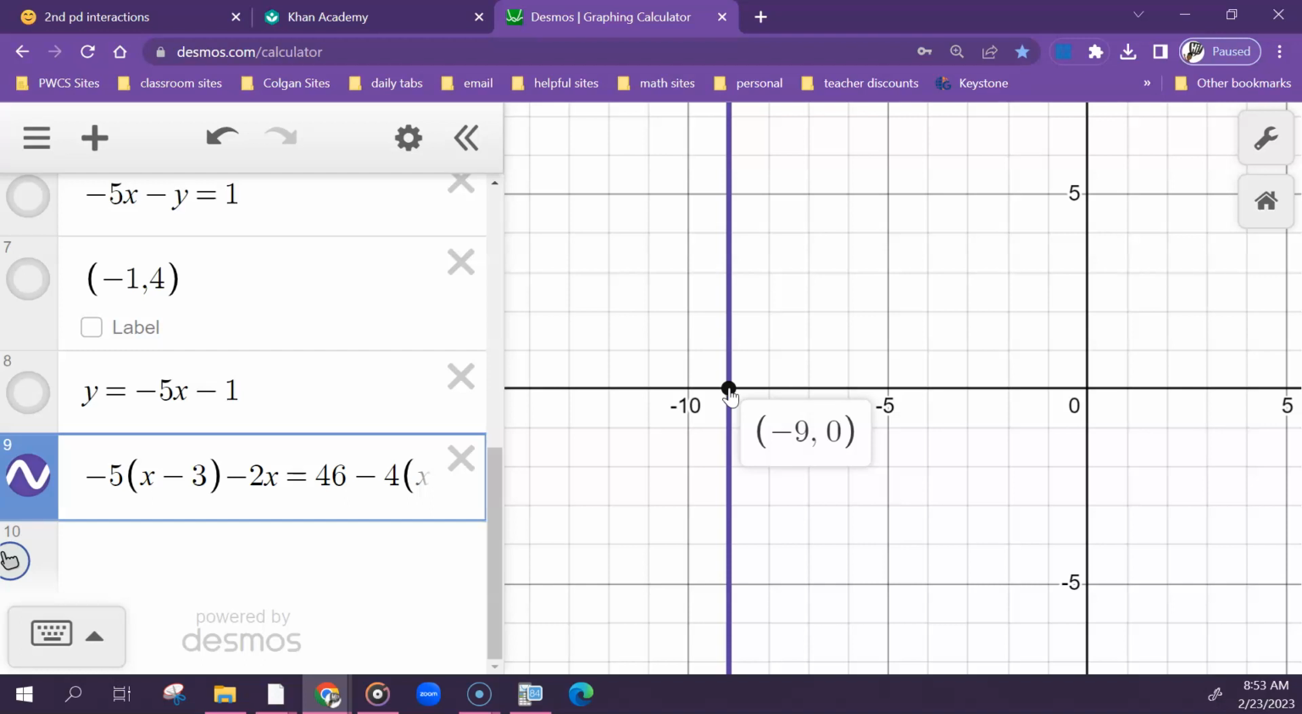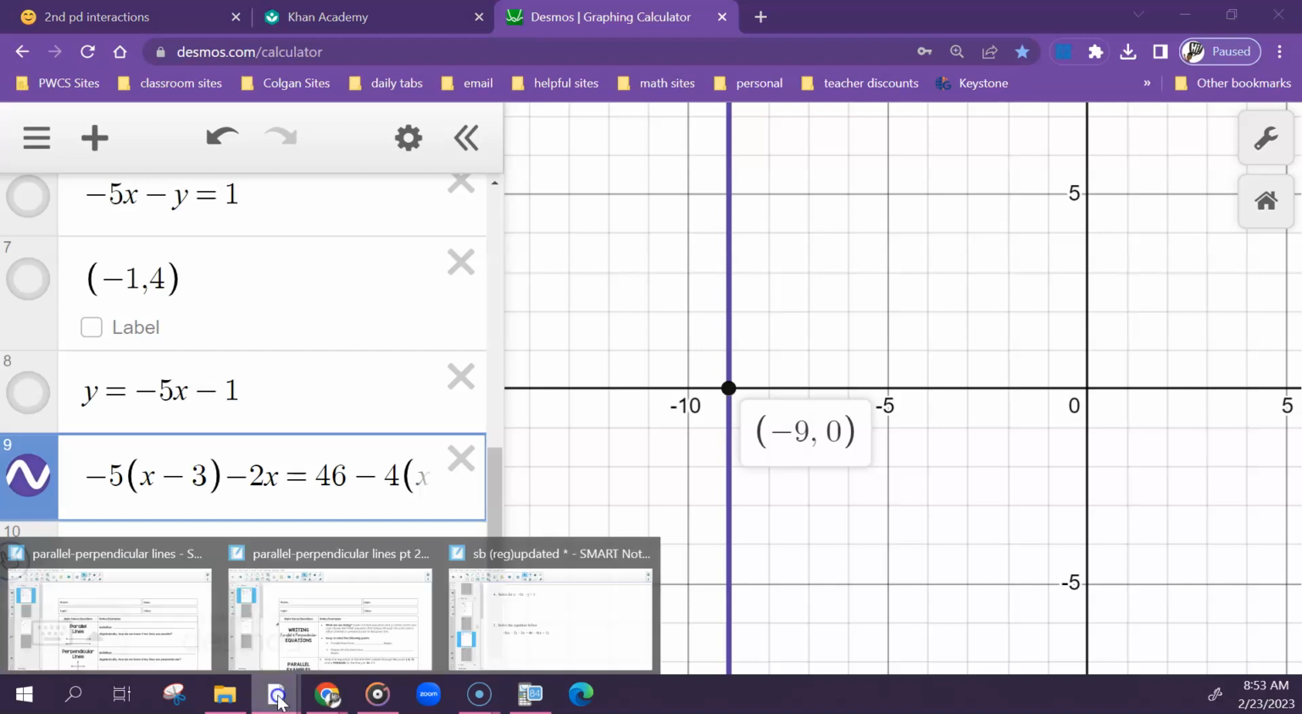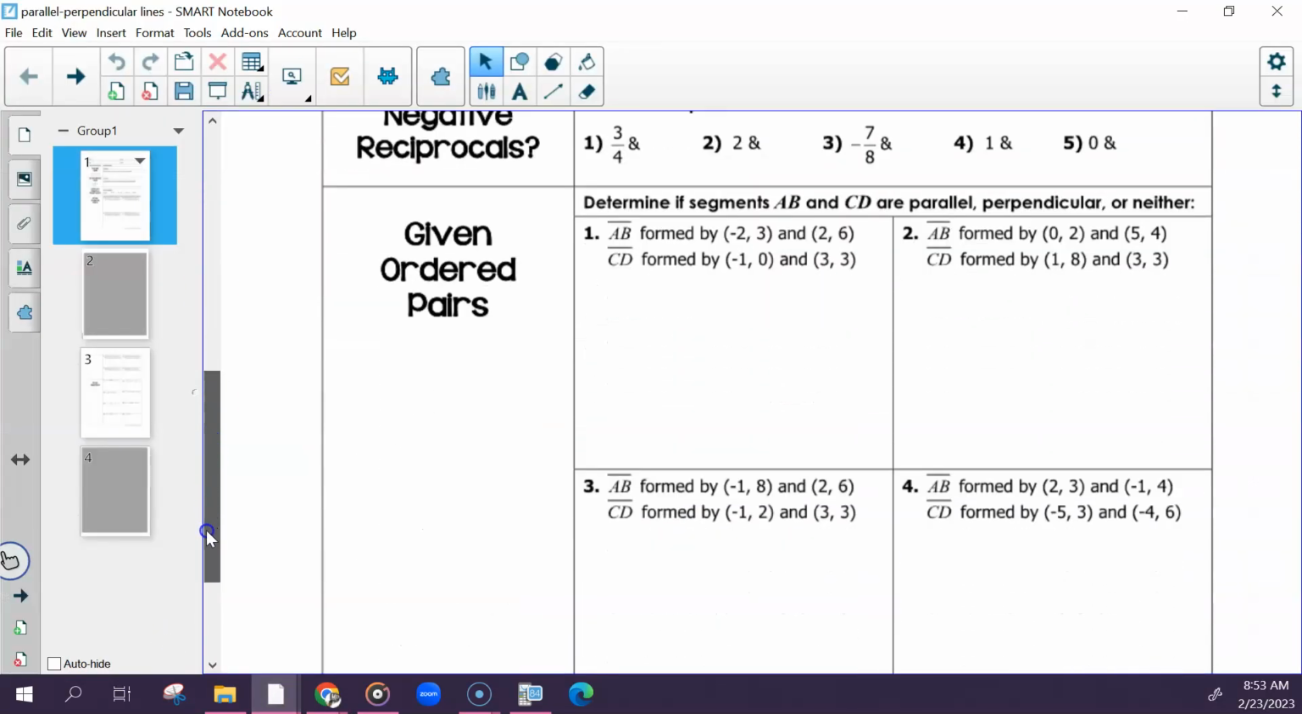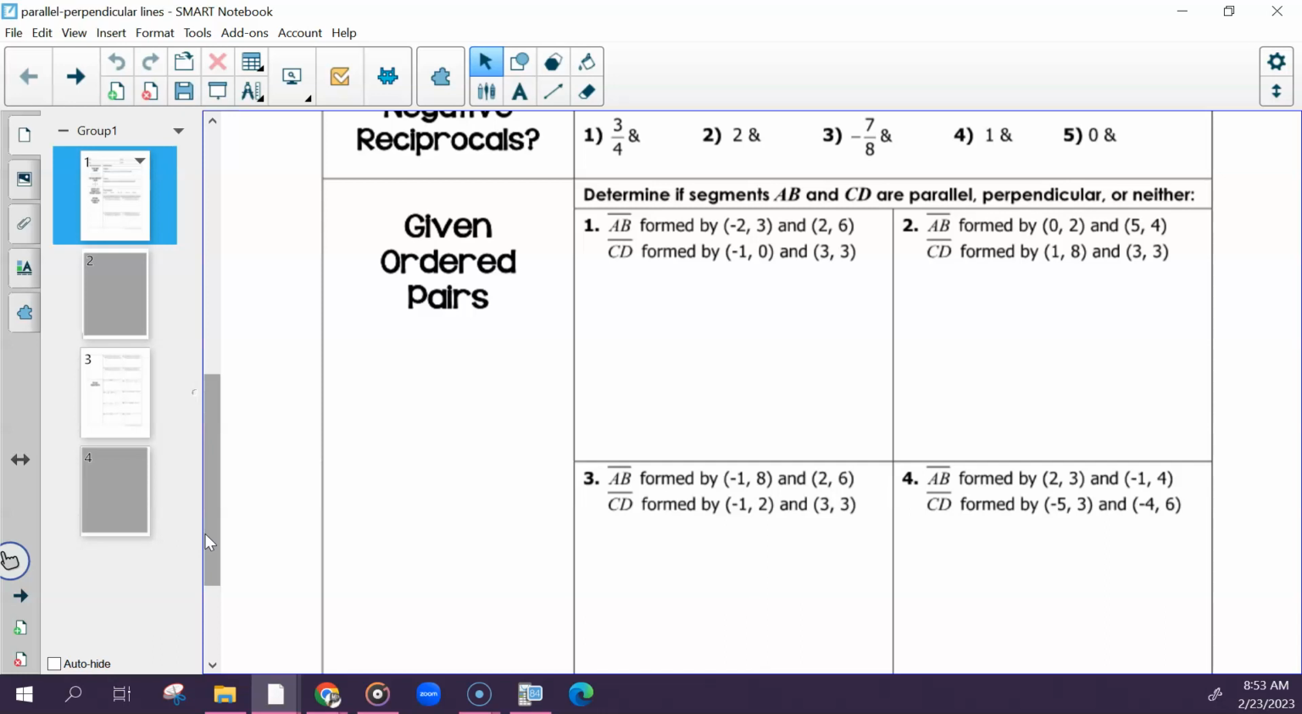Right, take out your notes from last class, the parallel perpendicular lines. We're going to continue that today. Does anyone need another one of those?